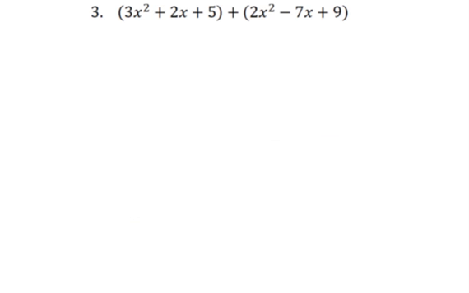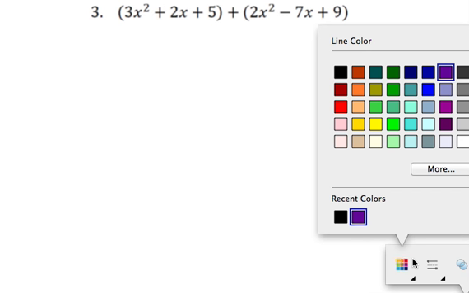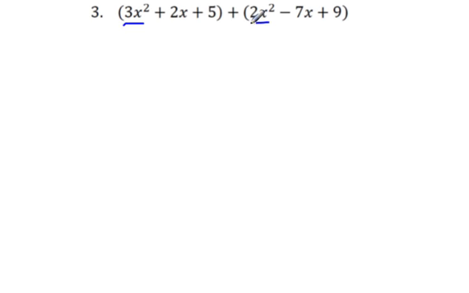Let's take a look at number 3. So this one is adding two polynomials. Now here's the biggest thing to remember. When you are adding things of like bases, you do not add the exponents. So we can only combine things that have like exponents. So we have 3x squared plus 2x squared. So I'm going to add 3 plus 2, and that's going to give me 5. And I'm going to keep x squared the same. I am not going to add those exponents.